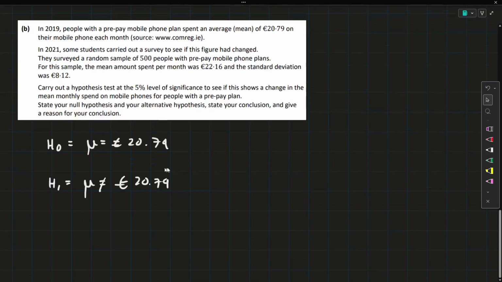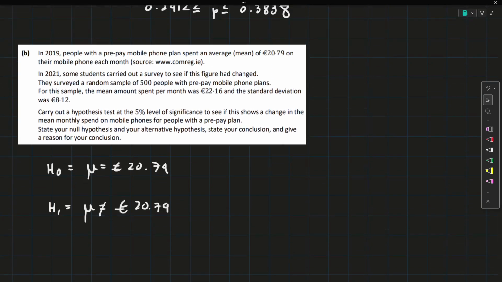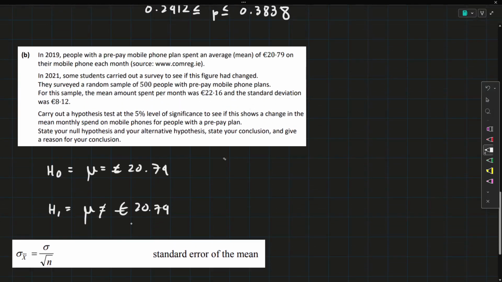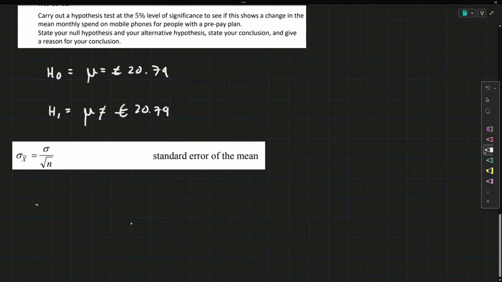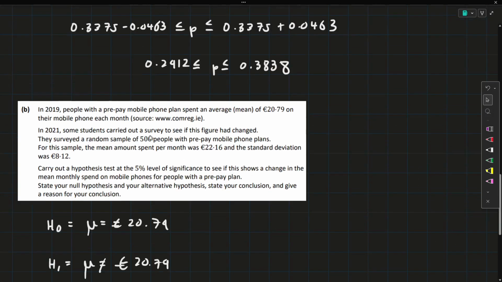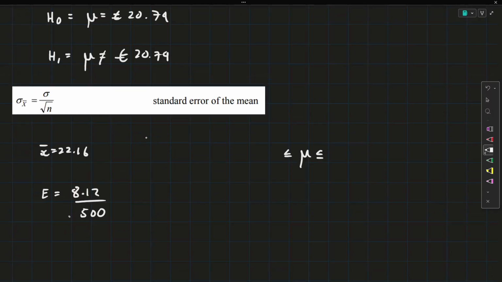Okay, so how do we test this? Well, the best way is probably to use a confidence interval. This is how we get our error. Our sample mean is 22.16. What's the actual mean going to be? Well, it's not going to be exactly equal to the sample mean, but it's going to be in between 2 values. We just need to figure out what the error is. The error will be the deviation of the sample, which is 8.12, divided by the square root of how many people were in the sample, which is 500.